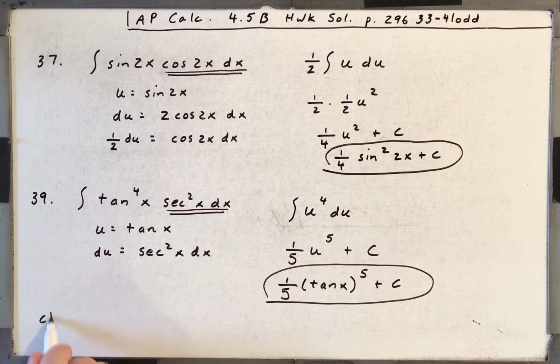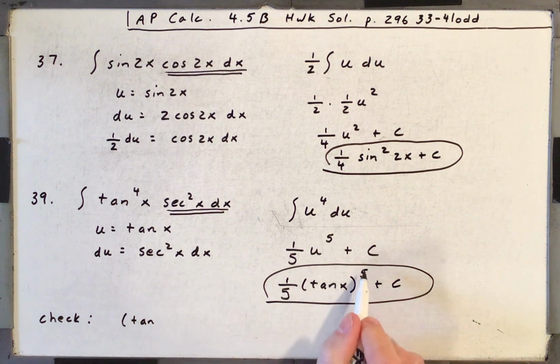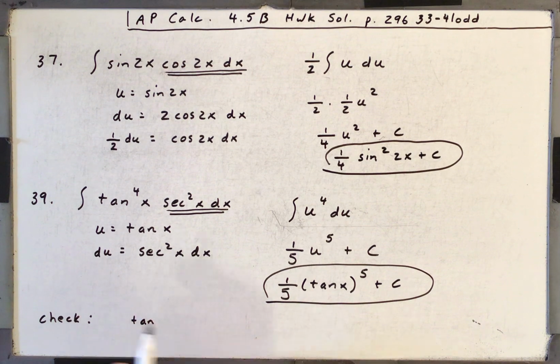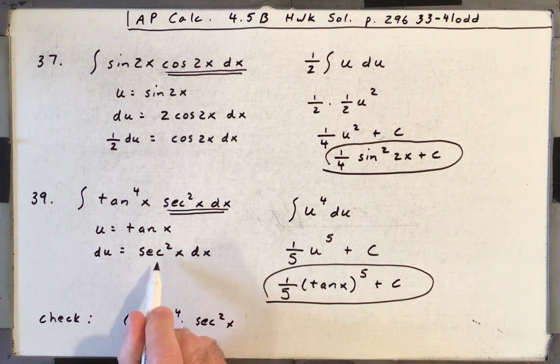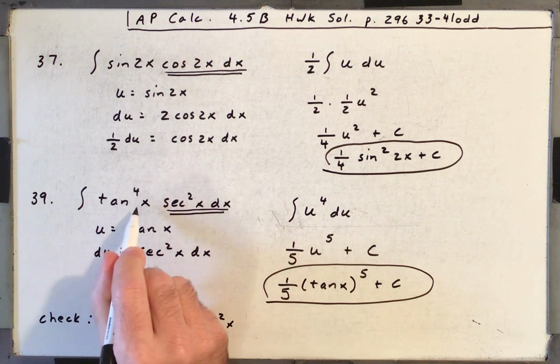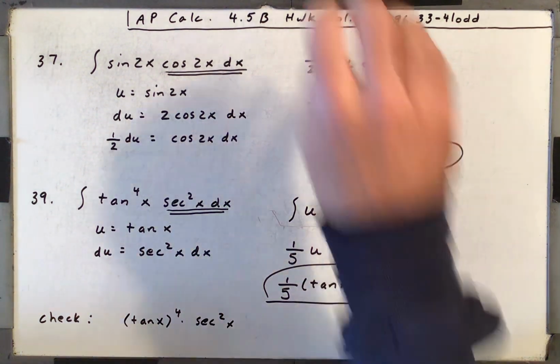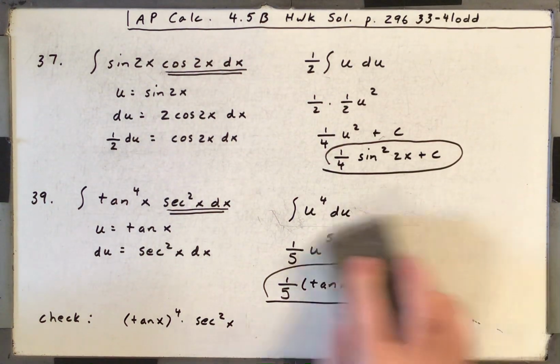If we check that, I got 5 times 1/5 is 1, so I would have, excuse me, 1. 5 times a fifth is 1, times tangent x to the fourth power times secant squared x, the derivative of the block, tangent x. And that's this, tangent to the fourth x times secant squared x, so that works. Look at us go.